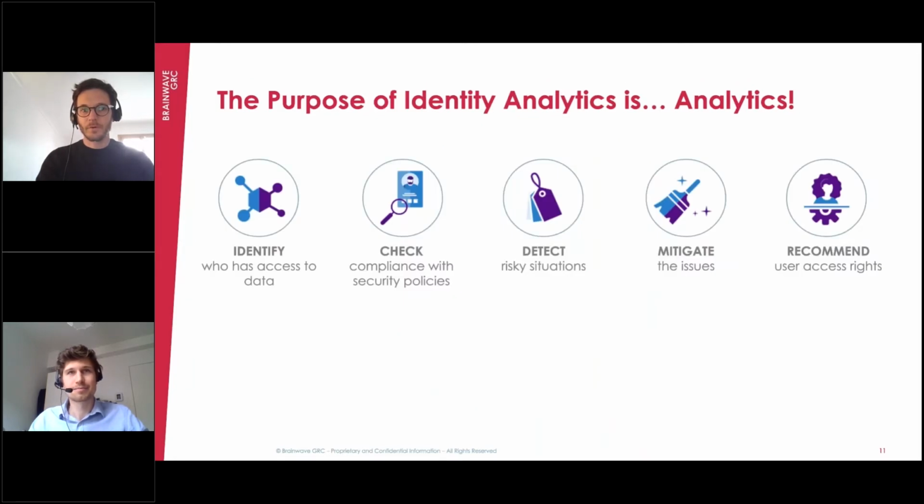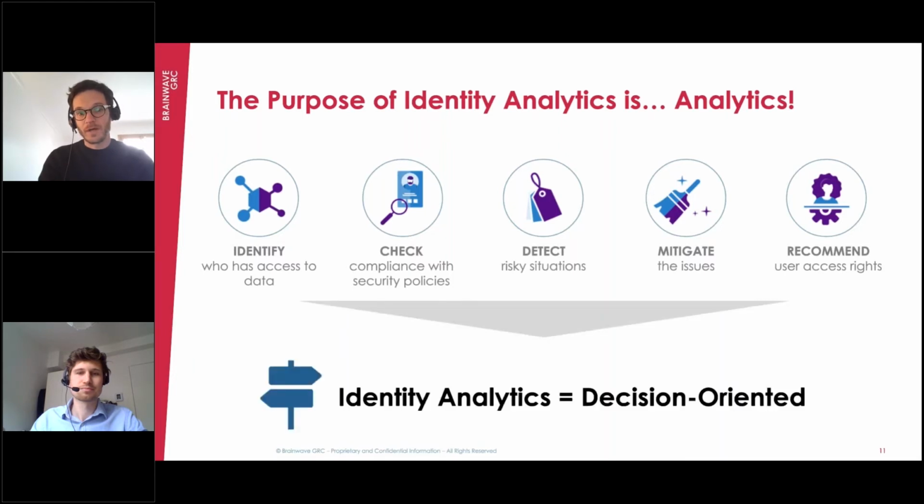So the purpose of identity analytics is, of course, analytics. We like to say that identity analytics is the science of user access to help you detect, measure, and mitigate the risks and the data quality issues. It helps you understand who has access to what and with which level of access. If it helps you understand the situation, then you are able to make the good decision. That's why we say that identity analytics is mainly decision oriented.